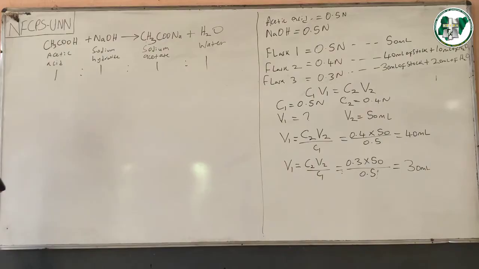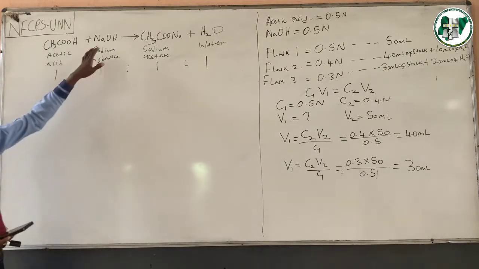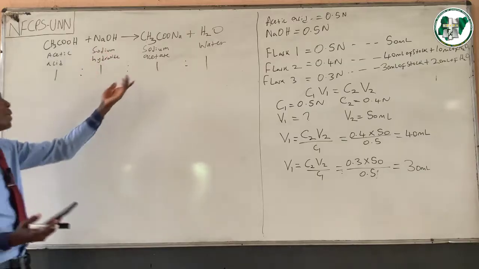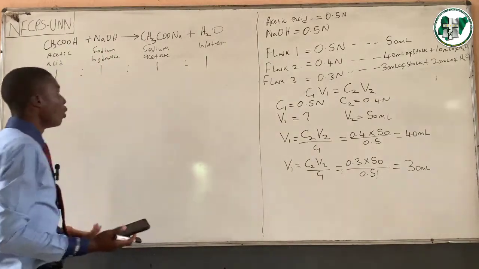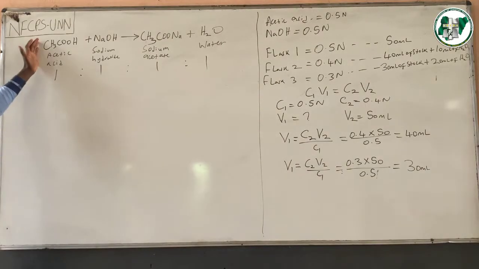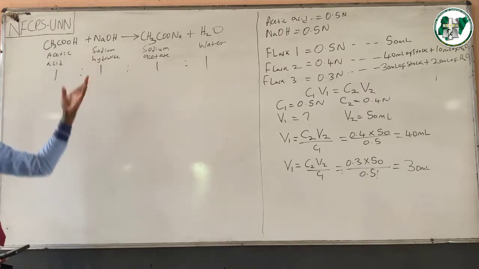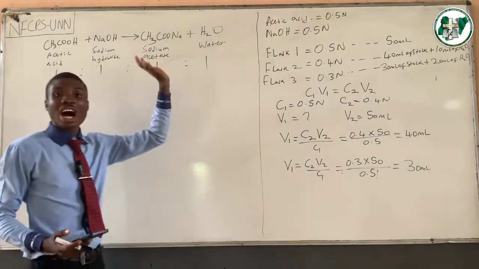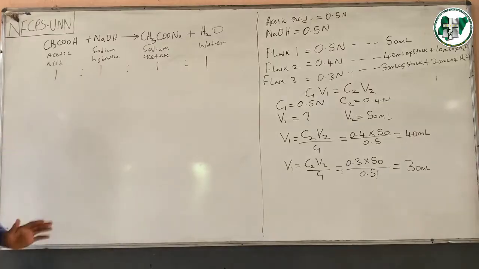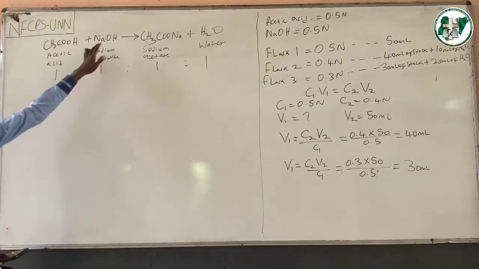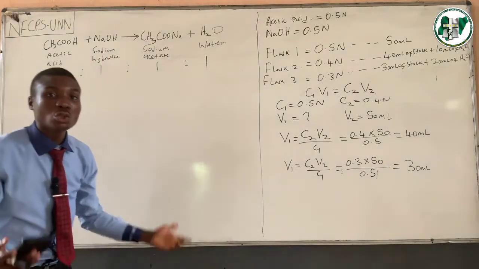So the implication is that you need 1 part of acetic acid to react with 1 part of sodium hydroxide to produce 1 part of sodium acetate and then 1 part of water. If we are working with moles, it simply means that we will need 1 mole of acetic acid to react with 1 mole of sodium hydroxide for us to be able to get our product. So for every amount of acetic acid you need just an equivalent amount of sodium hydroxide for complete neutralization.